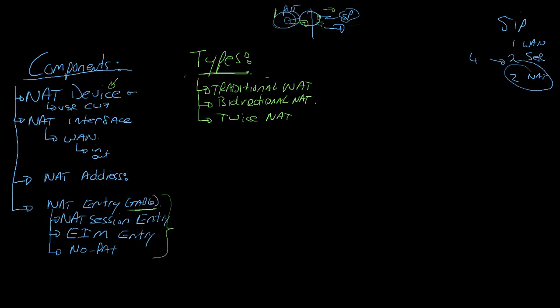And twice NATing, of course, is when one packet gets NATed twice. And bi-directional is when a packet gets NATed in both directions. This is one direction, and these are two directions, in and out, and this one is just out but twice NATed. Then they have something called a NAT hairpin. Now, this is interesting. NAT hairpin. Some of you might actually recognize this.